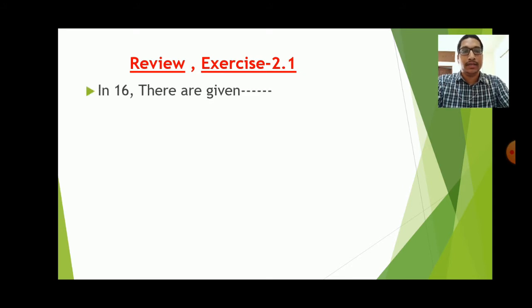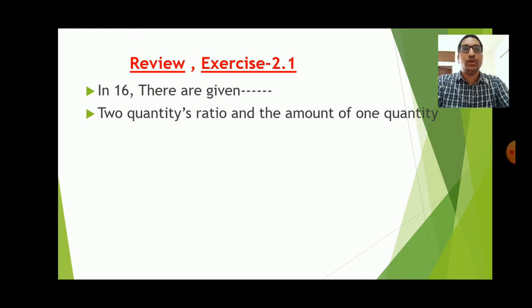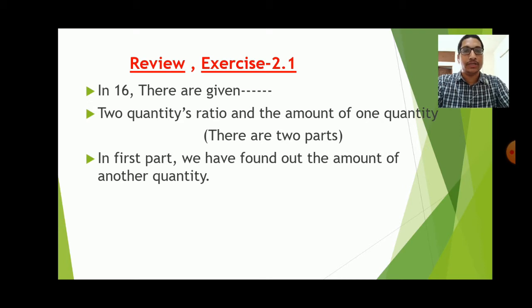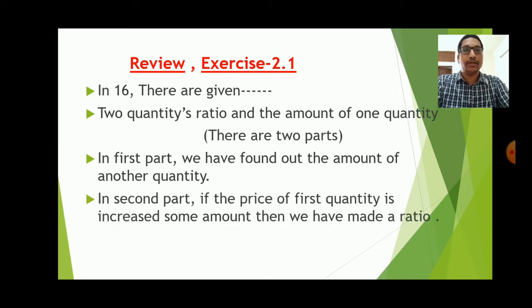In 16, there are given two quantities' ratio and the amount of one quantity. There are two parts. In the first part, we have found out the amount of another quantity like in 15. In the second part, if the price of the first quantity is increased by some amount, then we have made a ratio. That means here in the second part we have to make a ratio and say what type of ratio that ratio is.